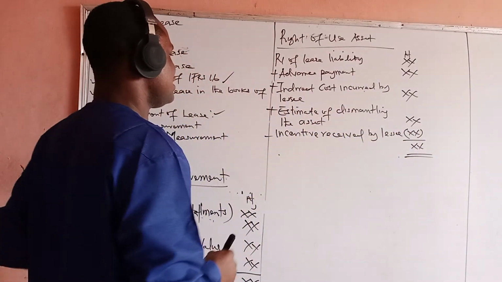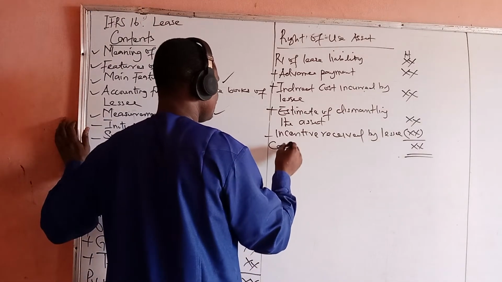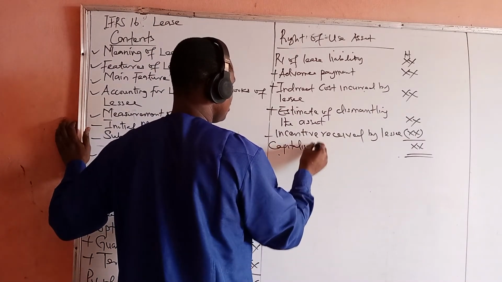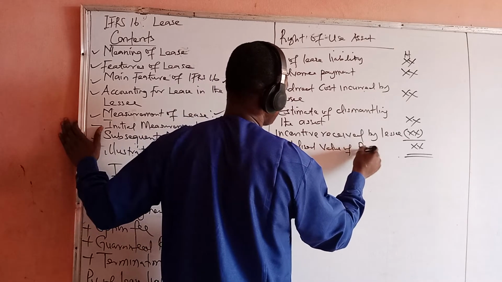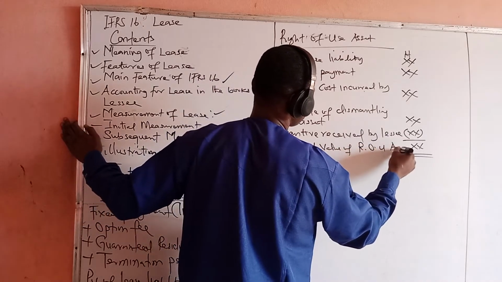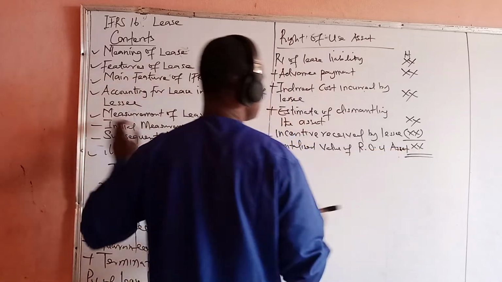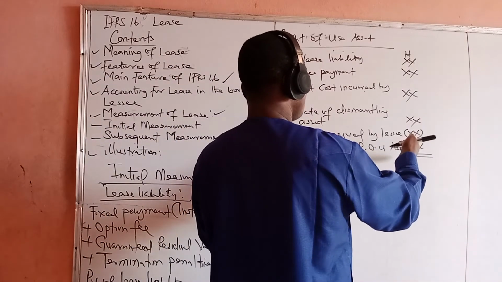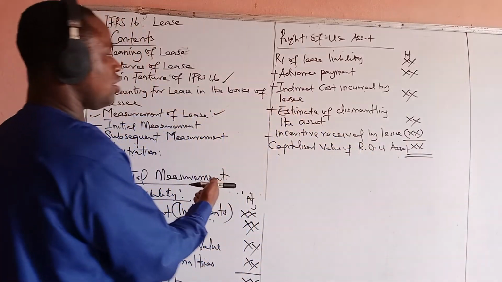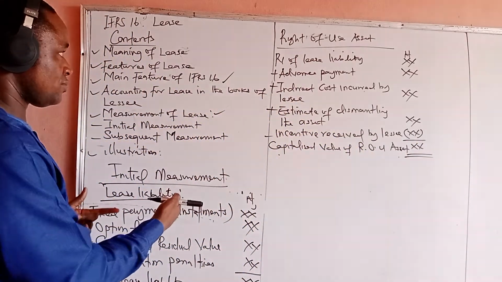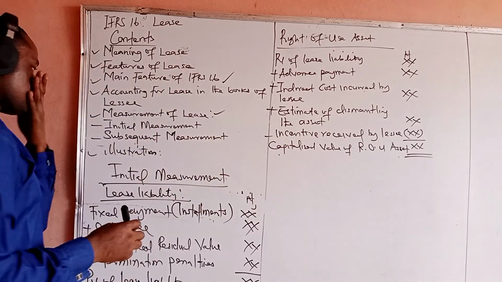So this is the capitalized value of the right-of-use asset. This is the value of your right-of-use asset as the initial measurement. Exactly. So that is that now.